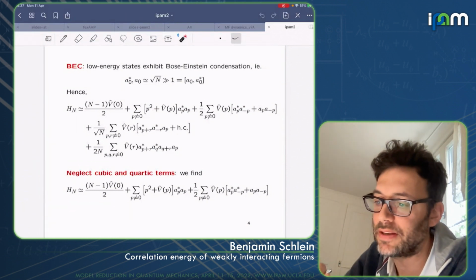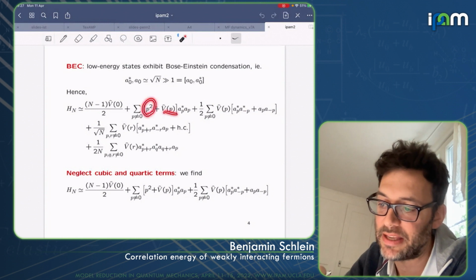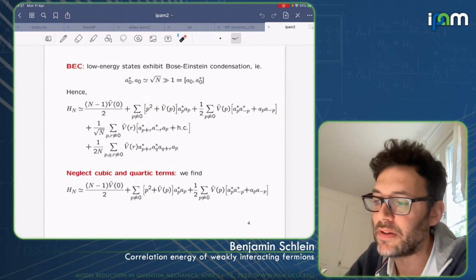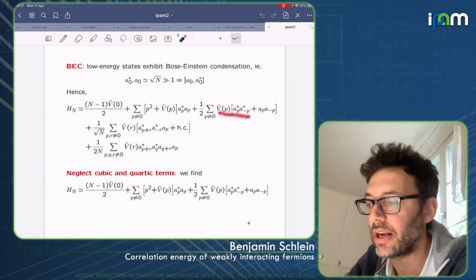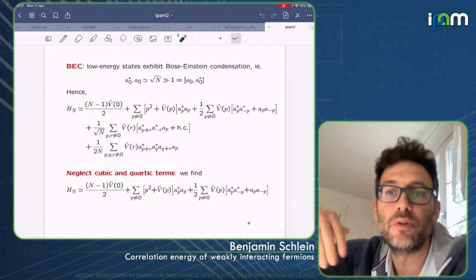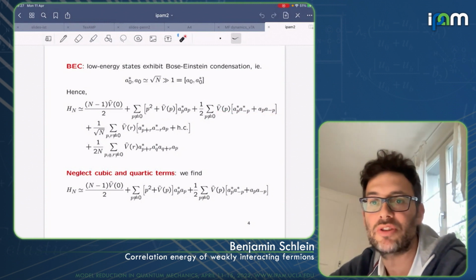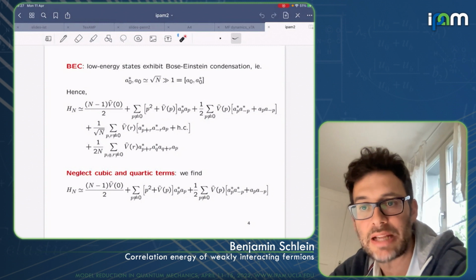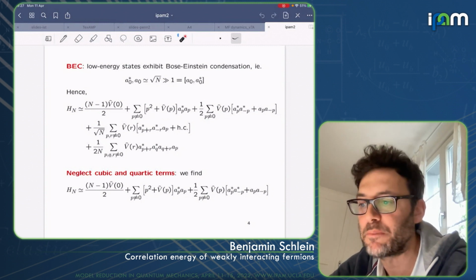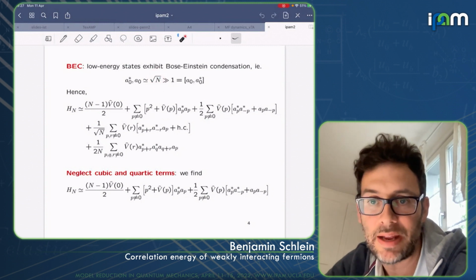Well, then you get this contribution. Well, this is the kinetic energy, of course, sitting here. But then there are all these contributions here and here arising from the originally quartic potential energy, which is now reduced to quadratic because two of these operators have been replaced by factors of square root of n.